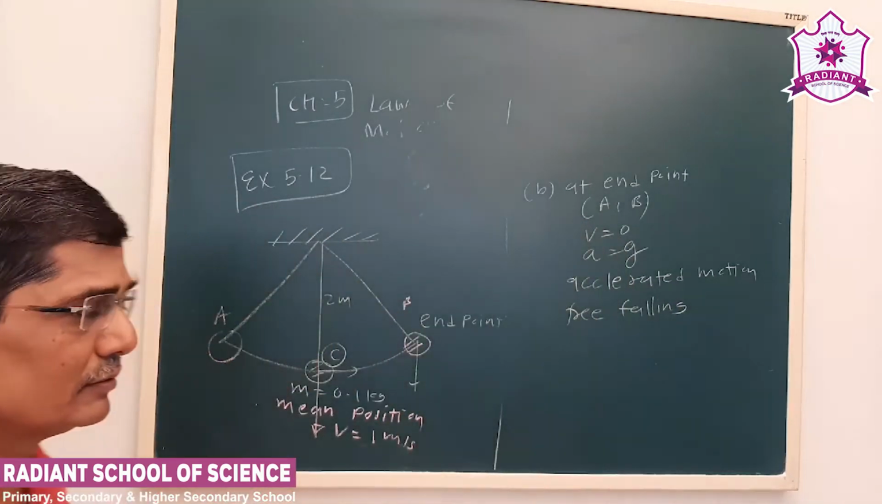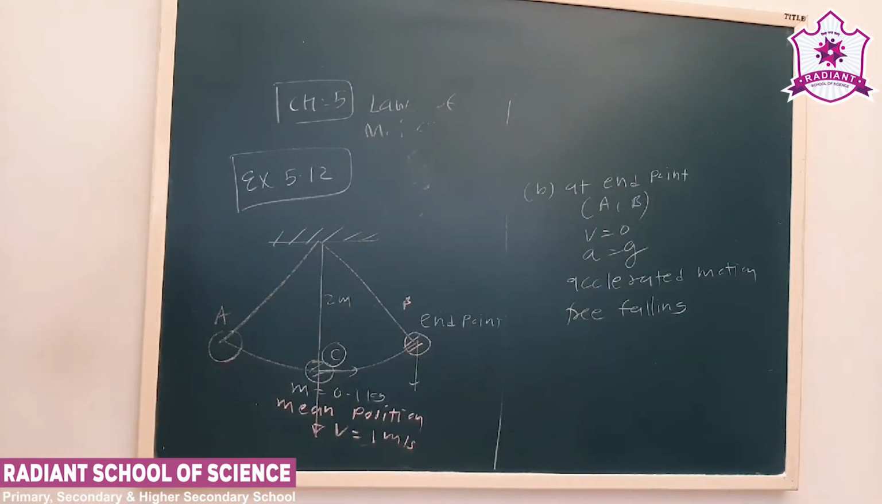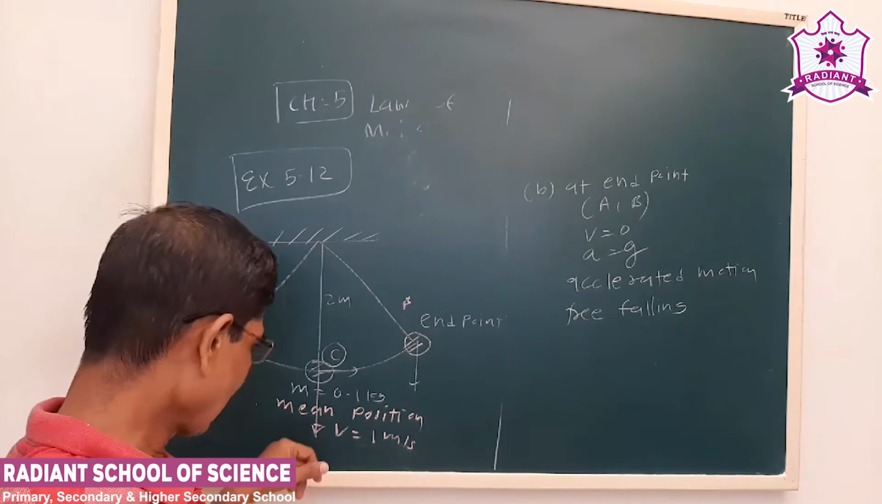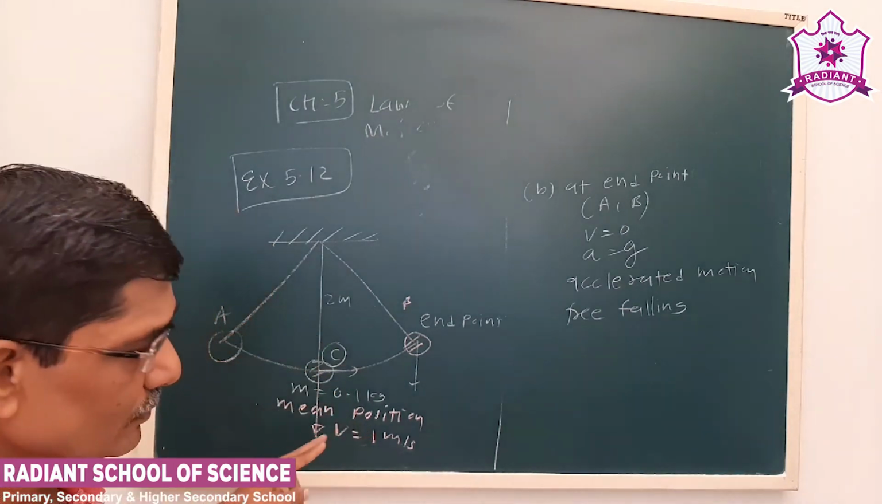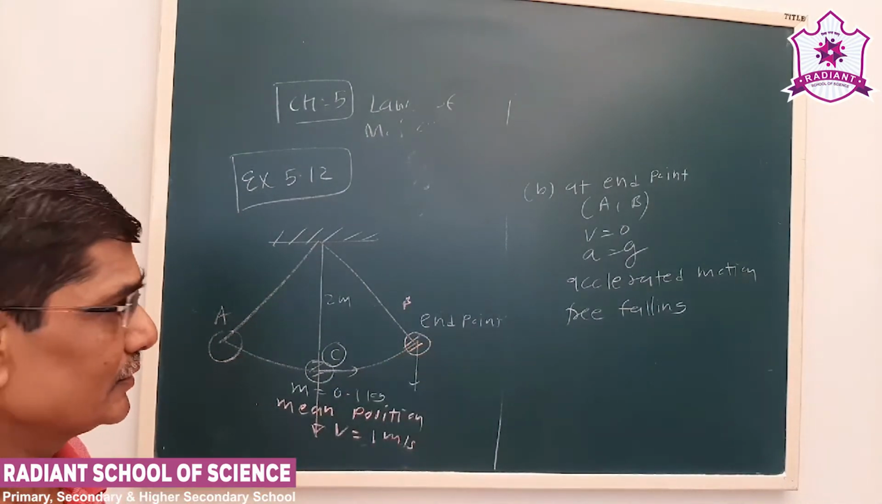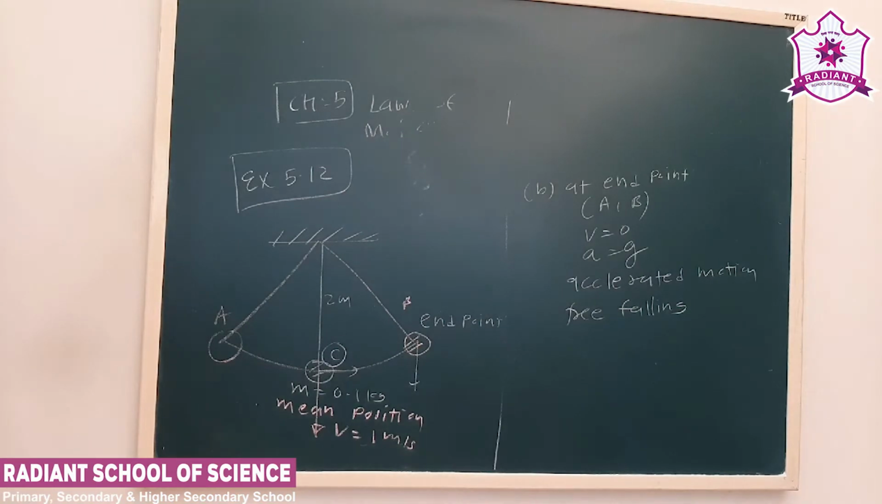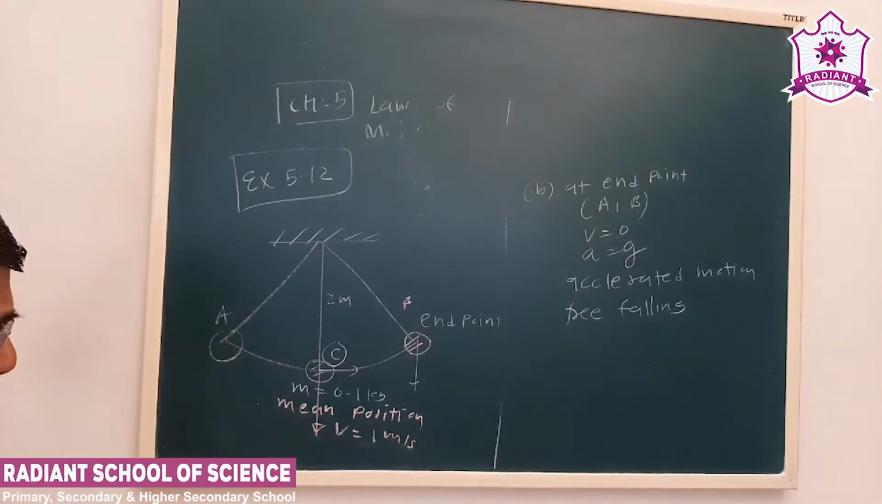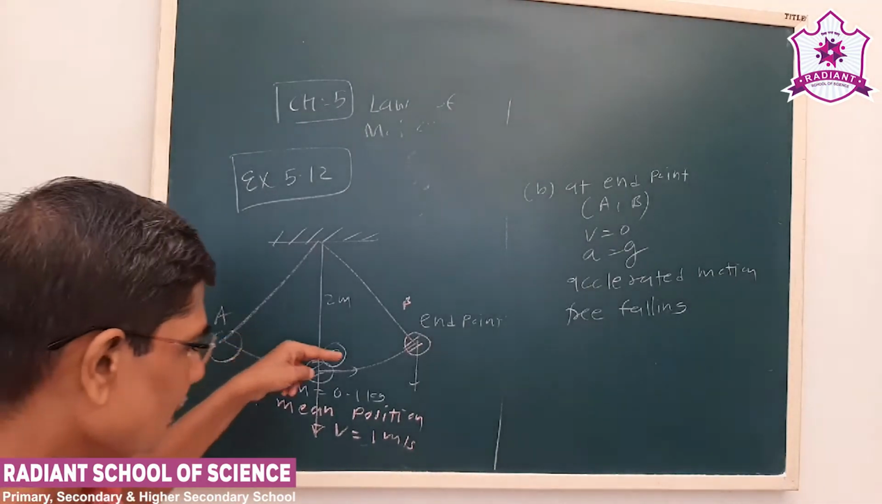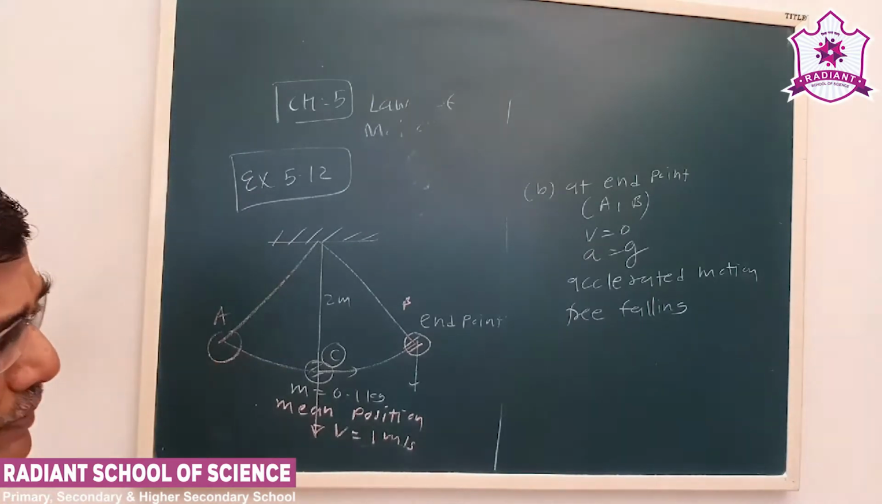Okay, so this is how we can find out the velocity of the sphere when it is cut at the mean position, and secondly at the end. This is about exercise sum number 5.12. Now it is said that at the mean position the velocity is 1 meter per second. When it is cut at the mean position, what will be the path?